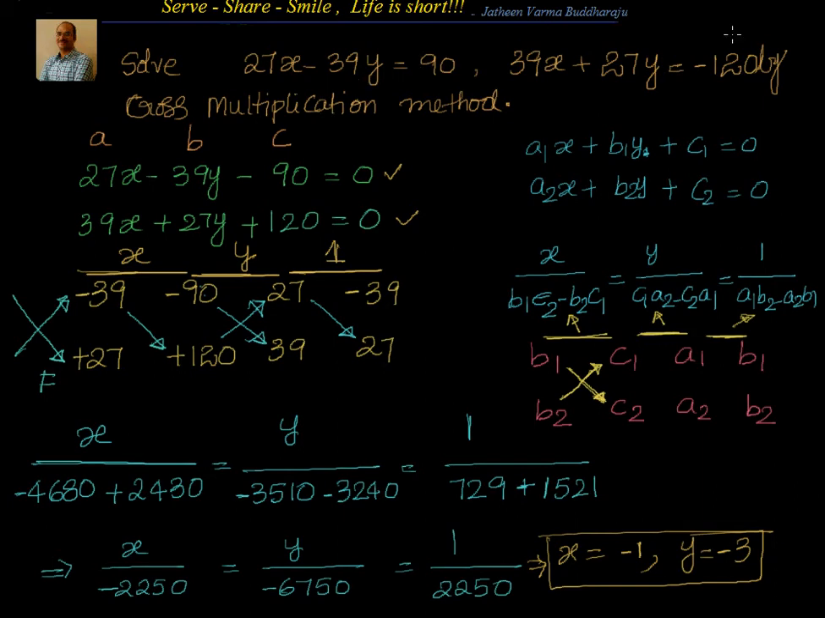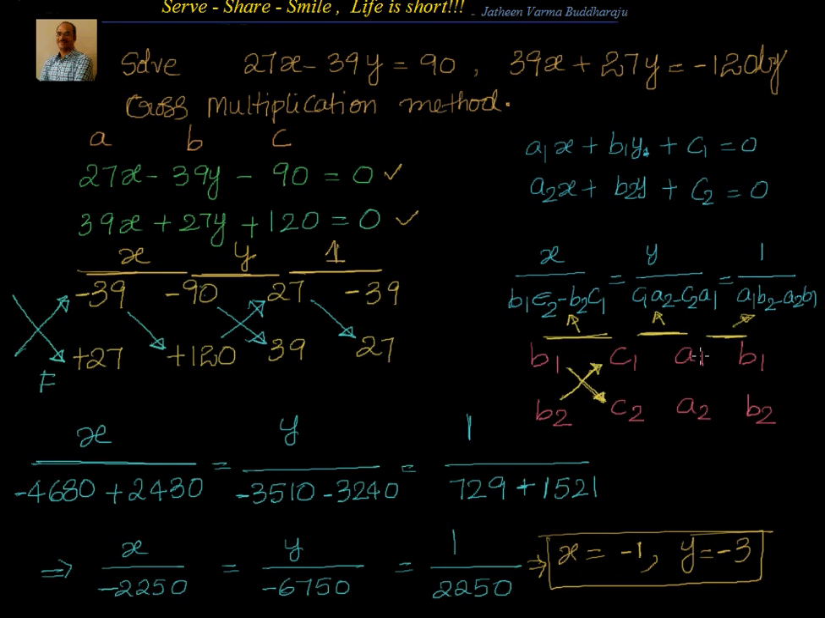Let me summarize. We have been given two equations and asked to solve by cross multiplication. Cross multiplication is nothing but using the elimination method to find the values of x and y, only we have the formula directly. If you remember the formula, x equals b1 c2 minus b2 c1 by a1 b2 minus a2 b1, where you don't take x. Similarly, y equals c1 a2 minus c2 a1 by a1 b2 minus a2 b1. If you don't want to remember those formulas, just remember it like this.